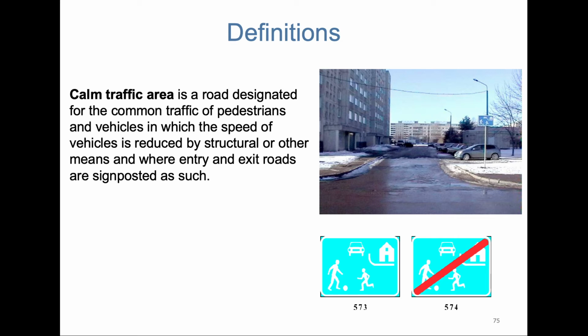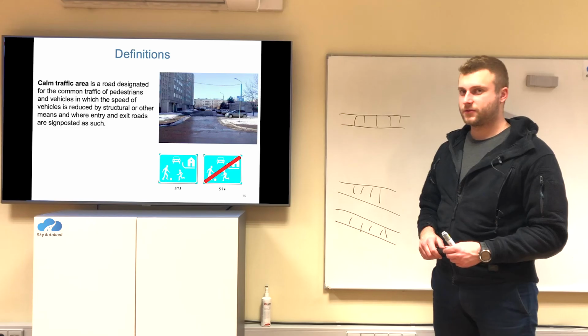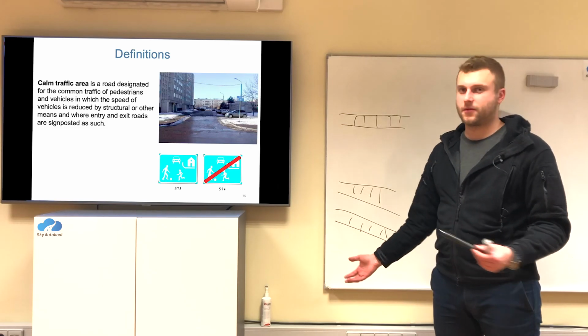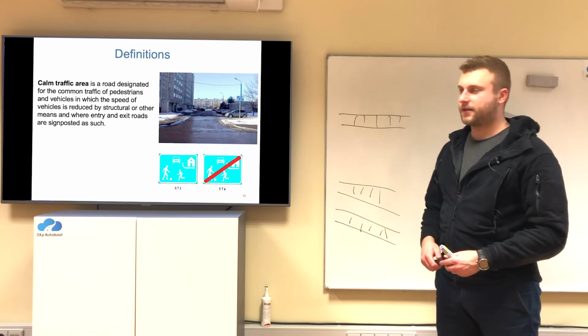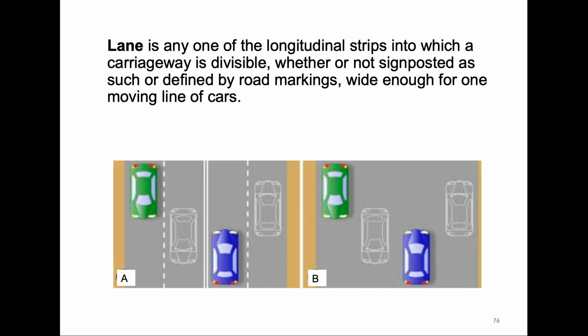So calm traffic area is designed for the common traffic of pedestrians. So these areas basically are only for the pedestrians, but cars can also use it. But they have to be very careful, because in this area pedestrians have all the rights. So basically I can sleep there on the road, and cars cannot do anything with me. Basically, yeah. Lane.